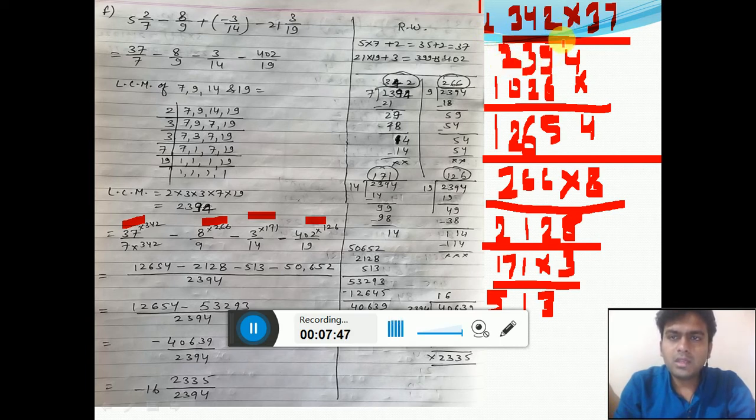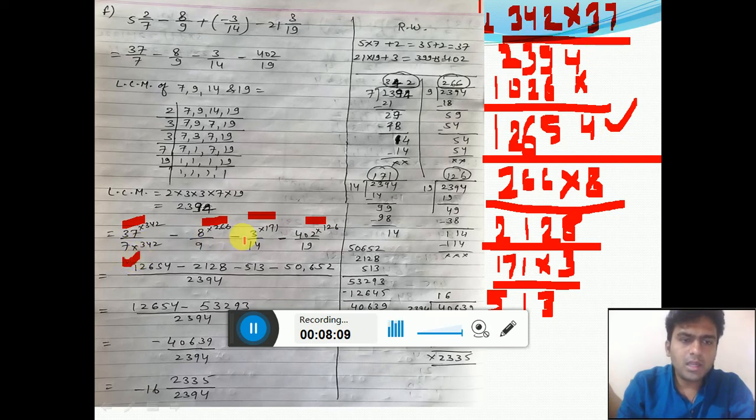Now 3 2s are 6. 3 4s are 12, carry over 1. 3 3s are 9 plus 1 is 10. Now add. 4. 9 and 6 equals 15, carry over 1. 1 and 3 is 4 and 2 is 6. 2 as it is and 1 as it is. So 12,654 by multiplying 342 with 37. So we have written it here.